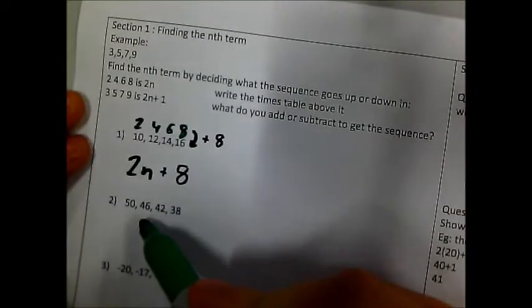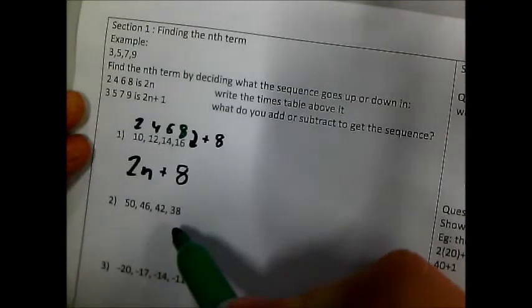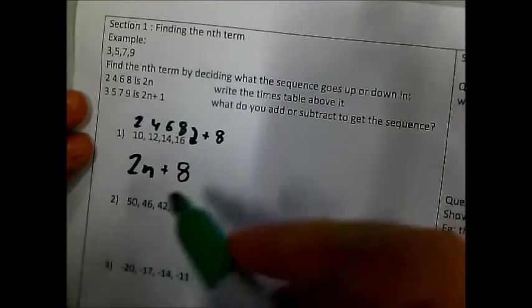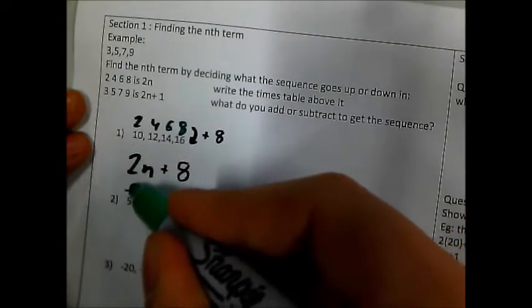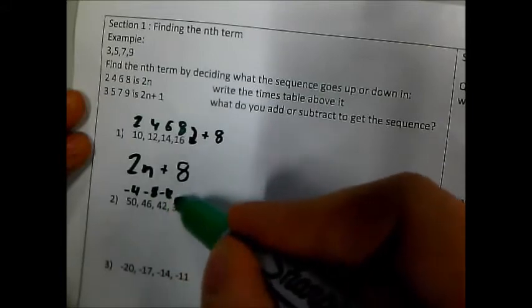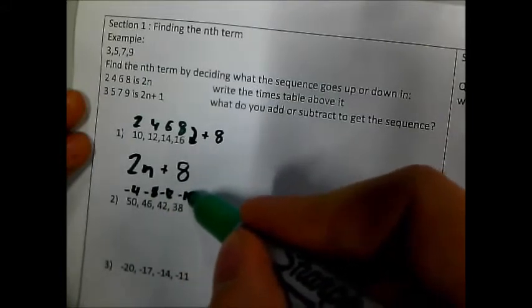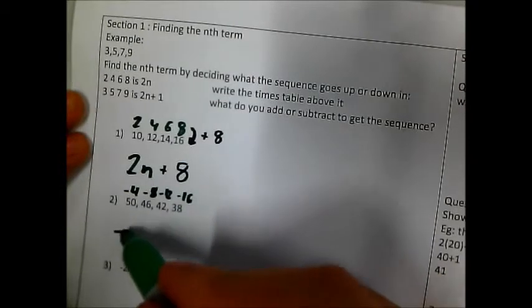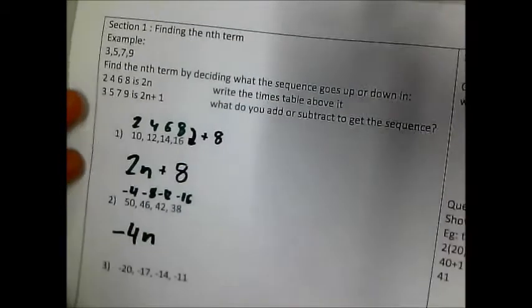Question 2: 50, 46, 42, 38. This is going down in 4s, so I'm going to write the negative 4 times table above it: negative 4, negative 8, negative 12, negative 16. So that green bit is negative 4n.